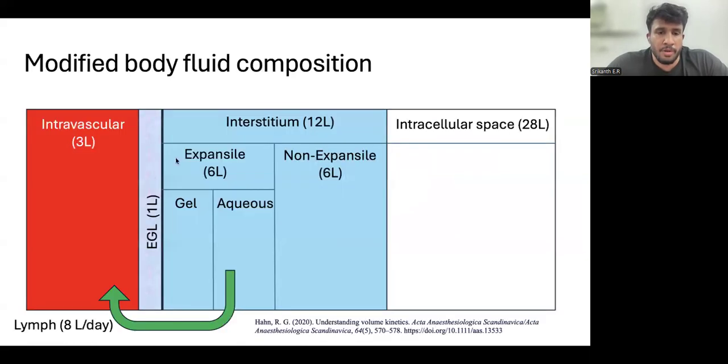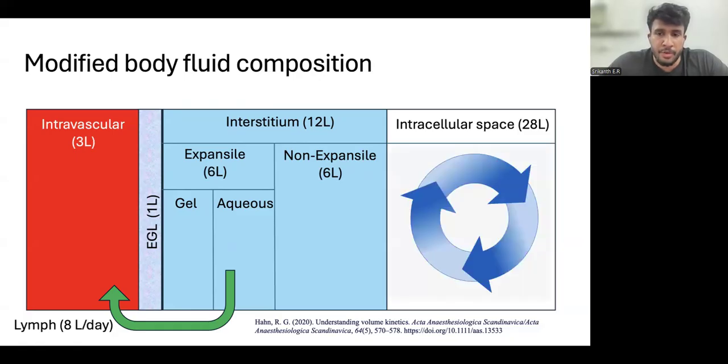So what we have understood till now is that the intravascular space actually exchanges with the expansile interstitium, and the expansile interstitium only exchanges with the aqueous phase of the interstitium. So it is much more complex than just saying that the intravascular space exchanges with the interstitium and then the intracellular fluid. We have also learned that the intracellular fluid is very tightly regulated by volume regulatory anion channels, and it does not really participate in fluid exchange. It requires a significant pathology for them to be deranged.